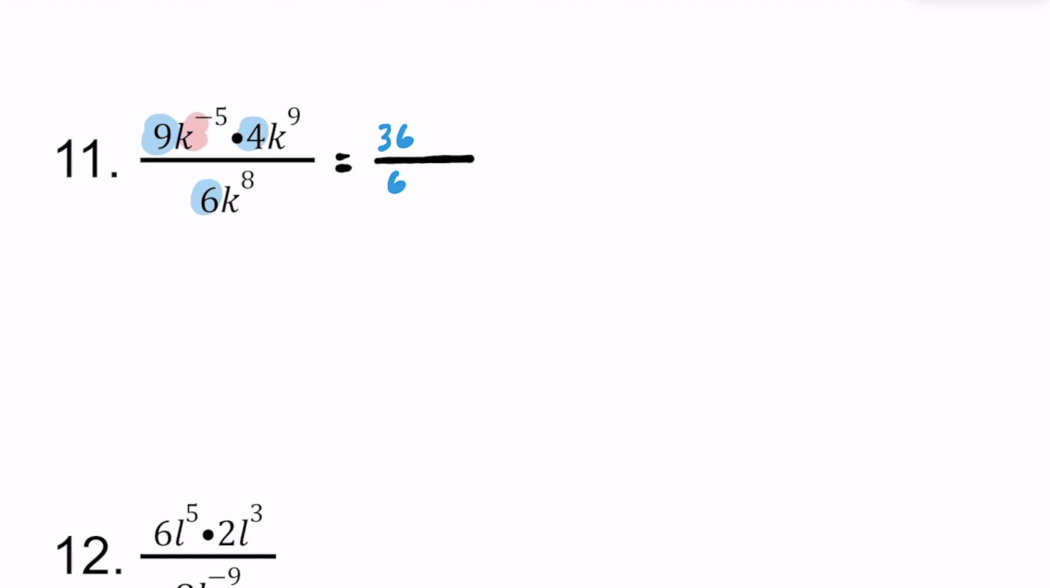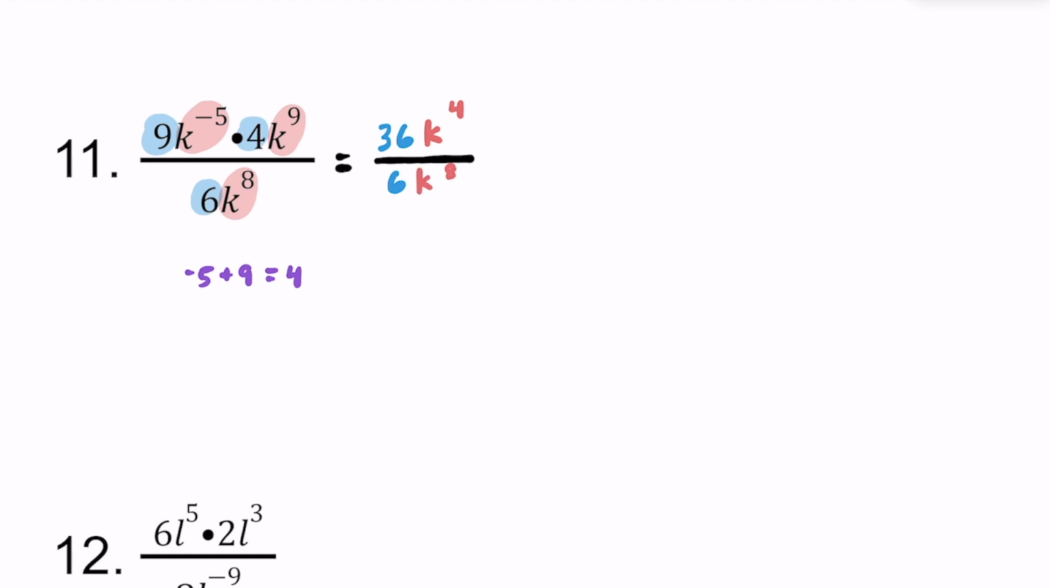Moving on to the variables, we have k to the negative 5th power times k to the 9th power. Using our product property, we can go ahead and add those exponents. So negative 5 plus 9, that's going to be a positive 4. So we know this is going to be k to the positive 4th power on top. And on the bottom, let's not do anything yet. Let's just copy down this k to the 8th power.